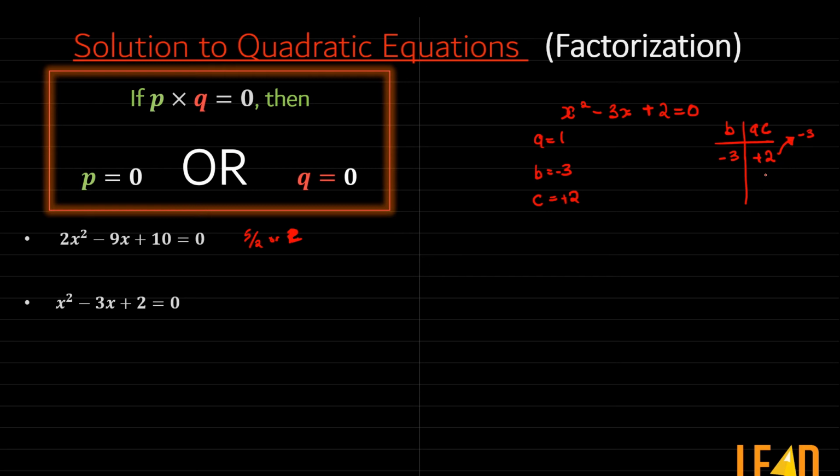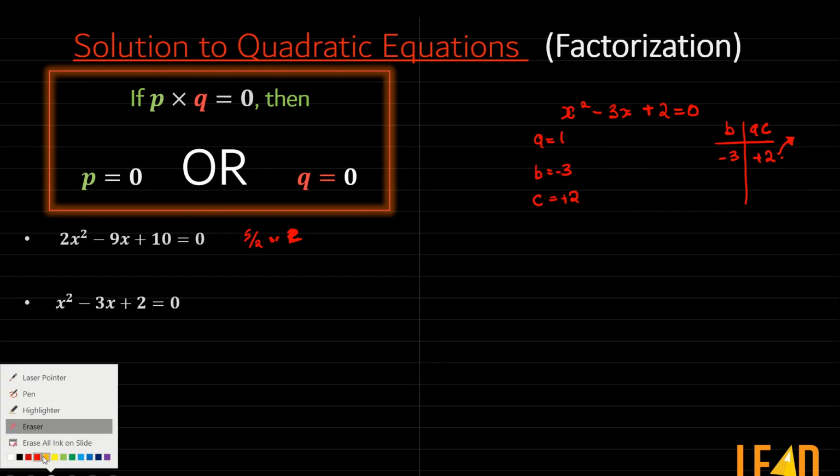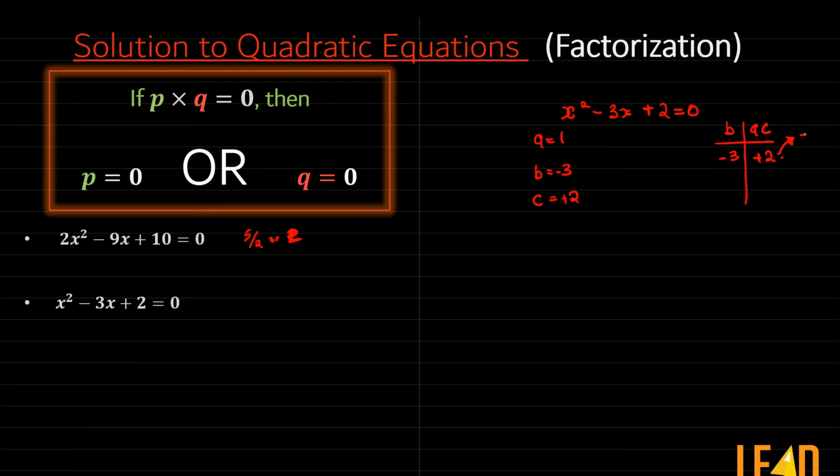It is, so that would be +3, and I believe -2 and -1. It happens sometimes, so don't judge. -2 and -1, right? So if I multiply -2 by -1, I get +2. If I add them up, I get -3.